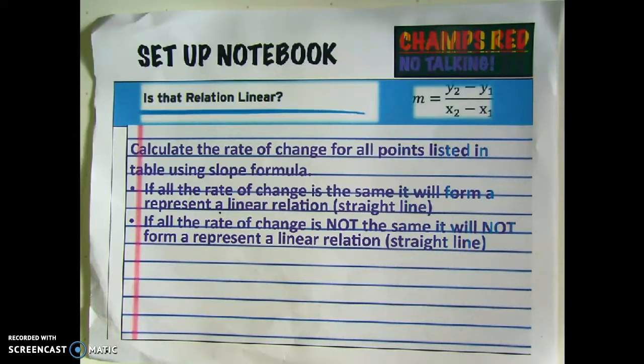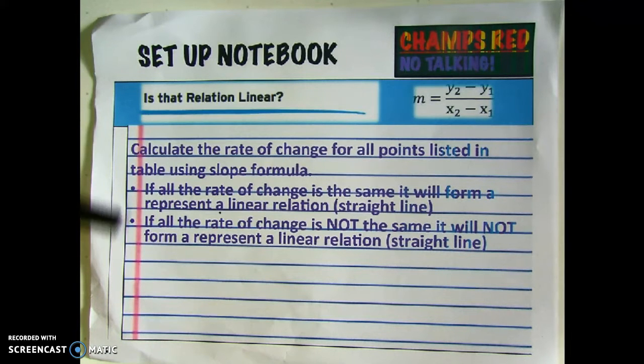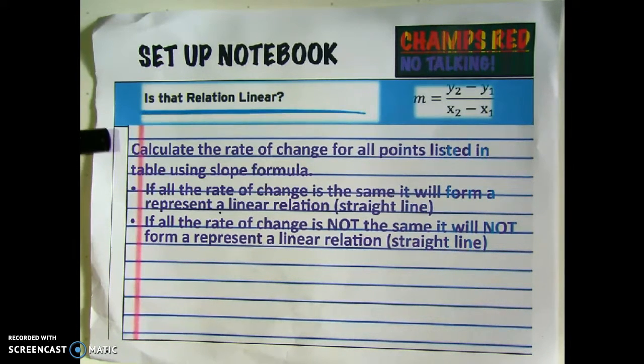So if you went on Miss Beatley's classroom and opened the notes, you should have received these. These are the steps that we're going to follow. We're going to calculate the rate of change from all points listed in the table using the slope formula.